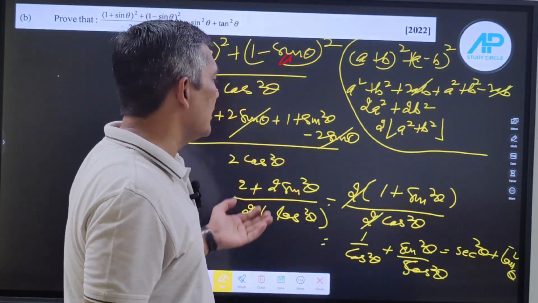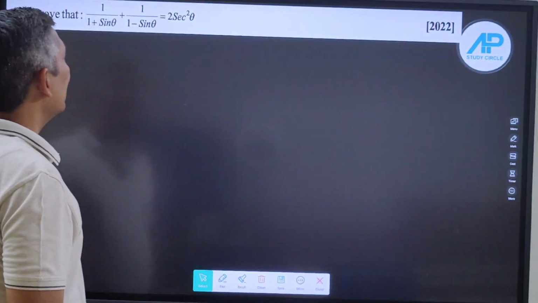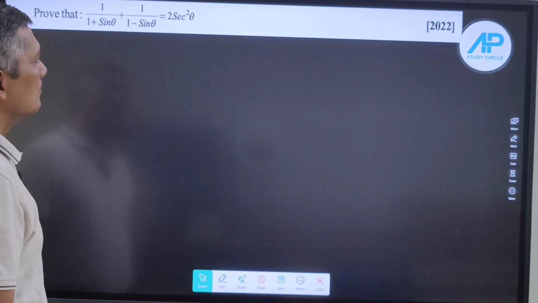Whether you have done the basic studies, whether you have done the basic preparation or not, the board only checks this. It does not check more than that. I've got to the next question.